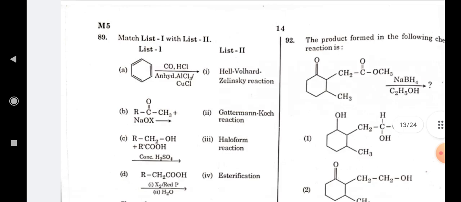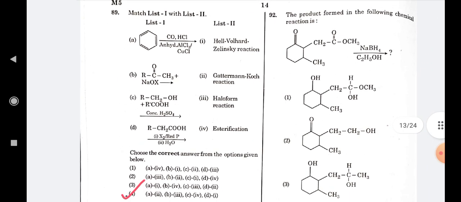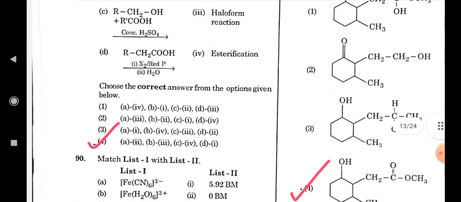For the 89 number question, as you can see, option number 4 will be the correct one, because the benzene with CO and HCl is a Gattermann-Koch aldehyde reaction. Then the B reaction is the haloform reaction, and the C reaction is the esterification reaction, and the D reaction, all of you know, is a Hell-Volhard-Zelinsky reaction. So option number 4 will be the correct answer, as you can see.